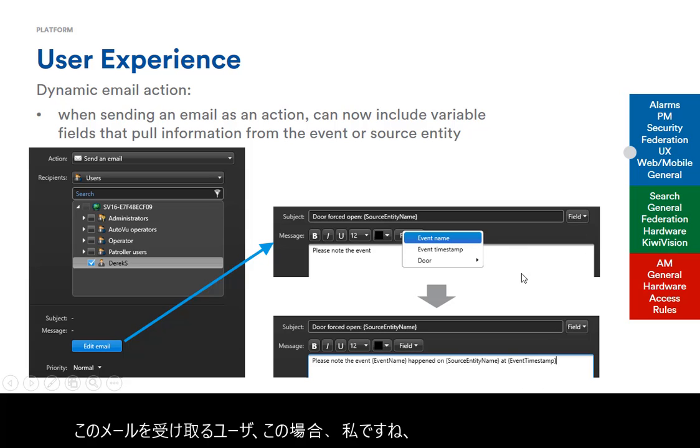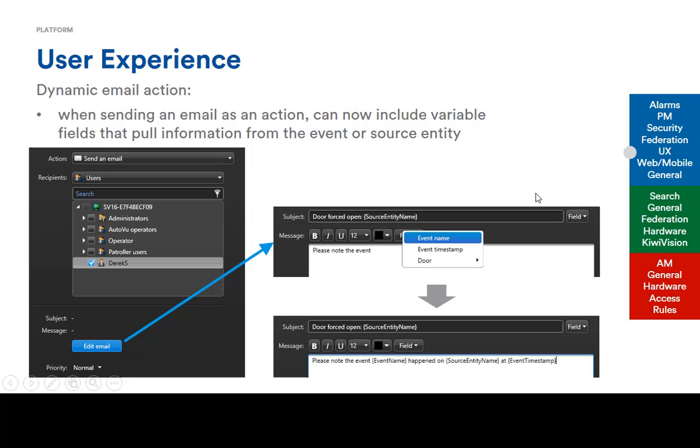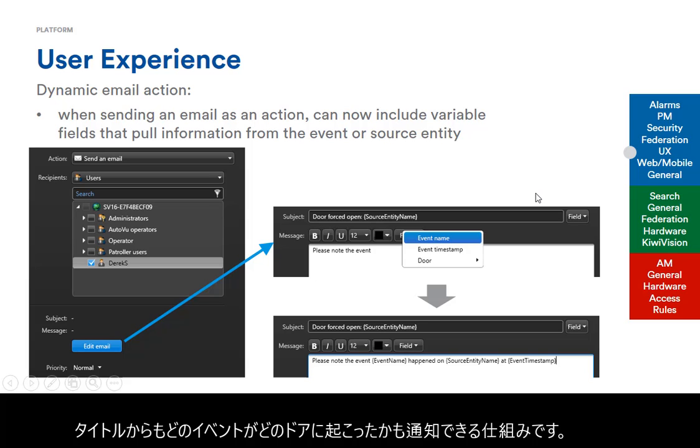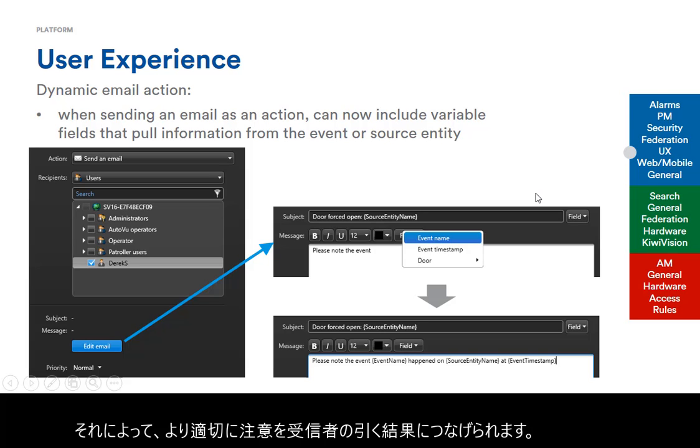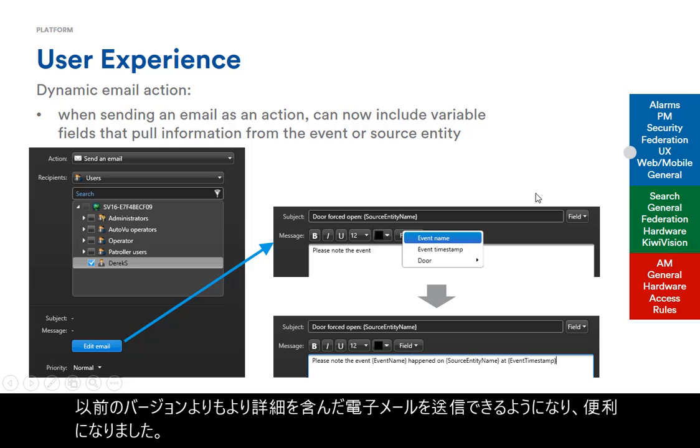So now whoever's getting this email, which happens to be me, I'm really going to see all the information. I'm going to see if the door forced open on the main front door, the subject is going to be door forced open on main front door, and that may grab my attention more than just a generic email. And then of course when I'm looking at it, I'm going to see it's a door forced open, it's the main front door, and this happened at 11:25 p.m. on a Tuesday night, let's say. So it's a lot more information that we can see from there, and that's something that's very, very cool.